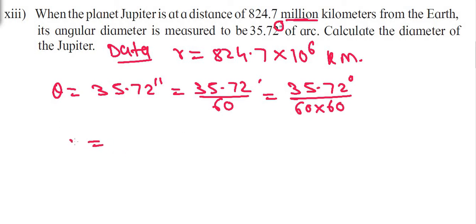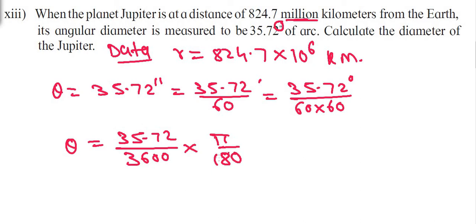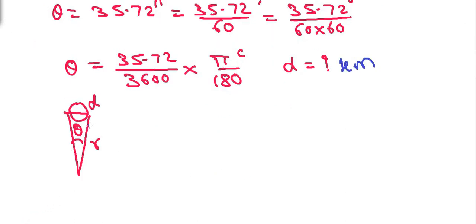Now we need to convert this degree into radian measure. So 35.72 divided by 3600 into pi by 180 in radian. So this is the angle in radian. And what we have to find is diameter is equal to how much. So the situation is something like this. So this is the planet. Its diameter is d. This is the angular separation theta, and this is r. So we can write the formula D is equal to R into theta.